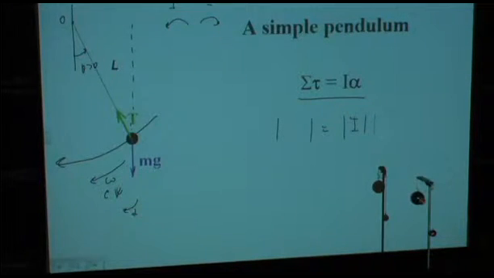So if you want to write how magnitudes are related, well, I is positive. It's easy. It has to be mg times the lever arm. This is the lever arm of the force of gravity, and that has to be equal to, that's theta again, the length times the sine of this angle, and we have to take magnitude of that equals I times alpha.